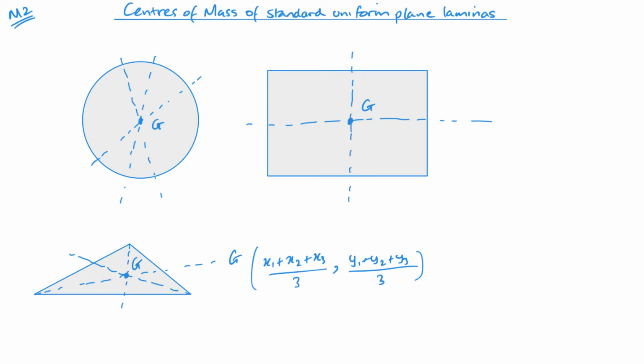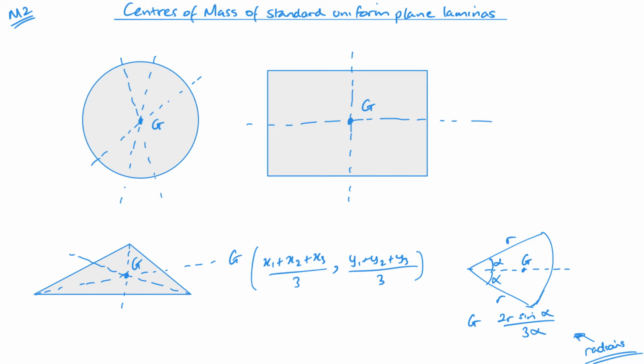Now, the only shape left to consider for this is a sector. Apologies for my drawing, but if I have a sector with total angle 2 alpha, G will lie on this line of symmetry. Obviously you'll have two radii here, and the center of mass G will lie on that line of symmetry, and its distance from the center will be 2r sine alpha over 3 alpha. And this must be in radians.